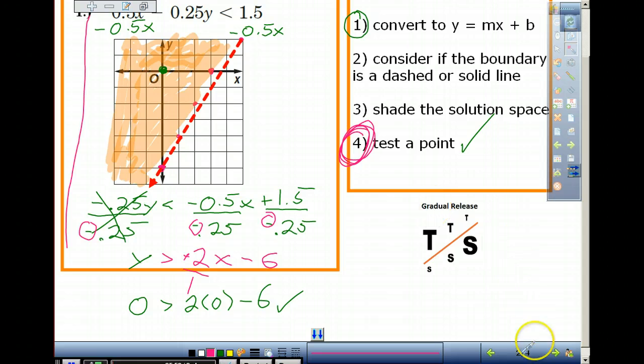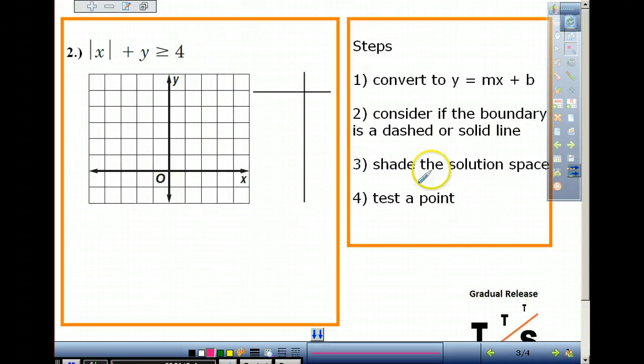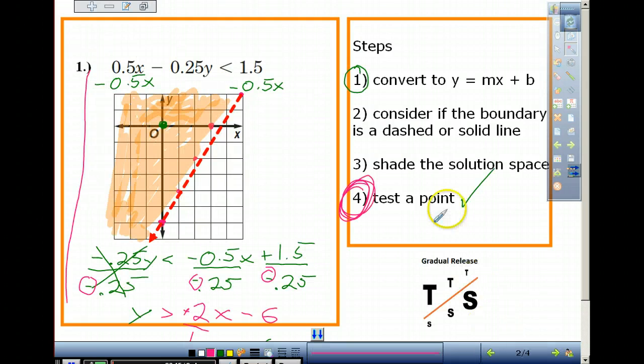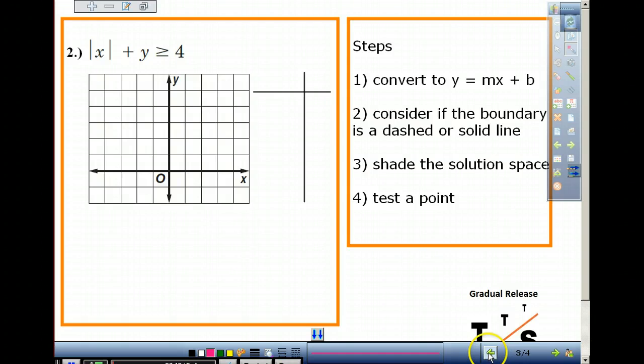All right. So, anything else? Yeah, last one. What if it looks like it has absolute value? Look at the steps on the right-hand side. Look at the steps from the last problem. That was a straight line. Are they different? No. So you're not going to do anything different from linear to absolute value. It's the same exact steps.